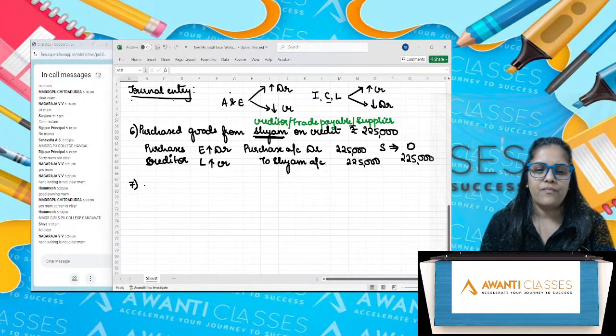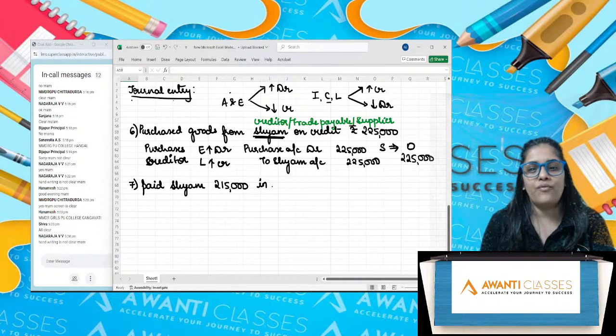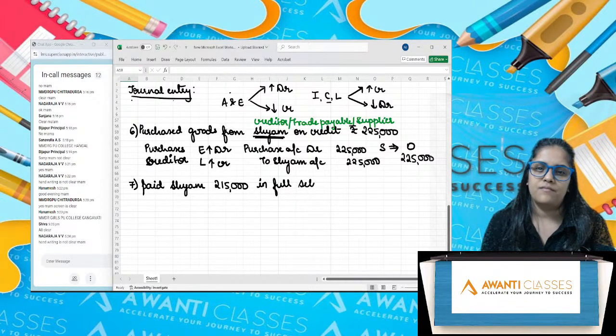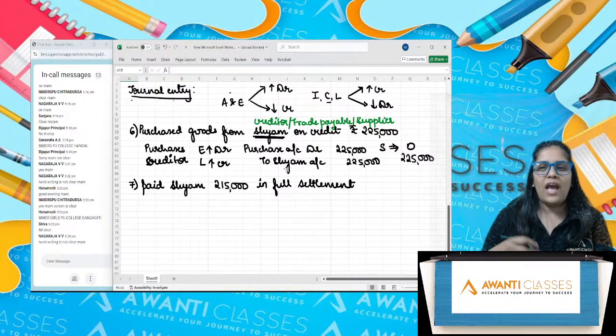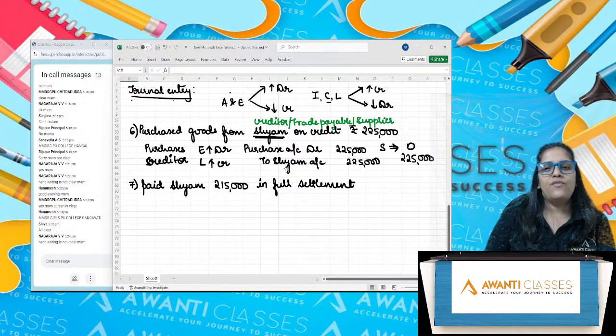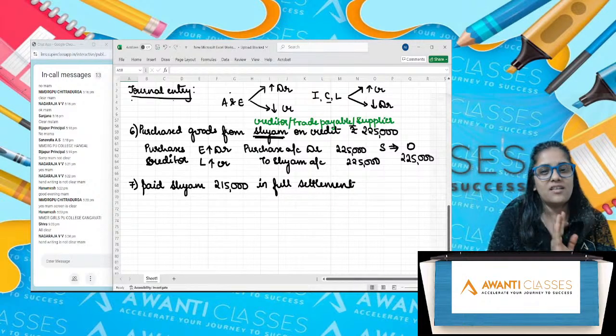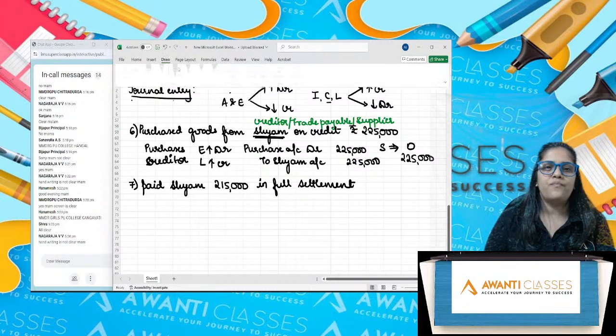Next example: paid Shyam 2,15,000 in full settlement. For the purchase of 2,25,000 we have to pay 2,25,000. But Shyam said it's okay, no problem, you pay only 2,15,000. So this is the discount. Whenever the word is full settlement, it will be treated as a discount. Now understand.